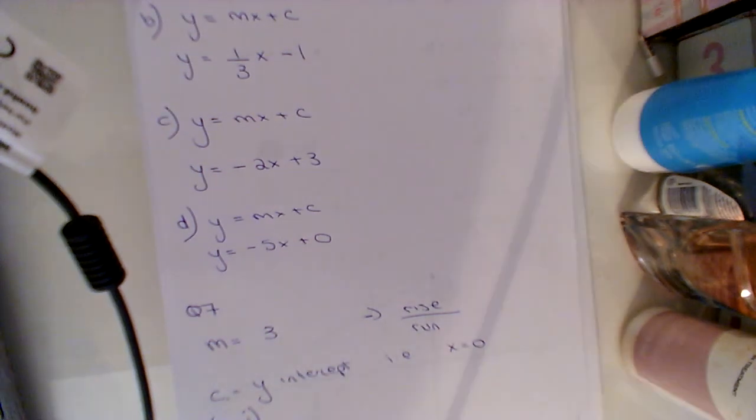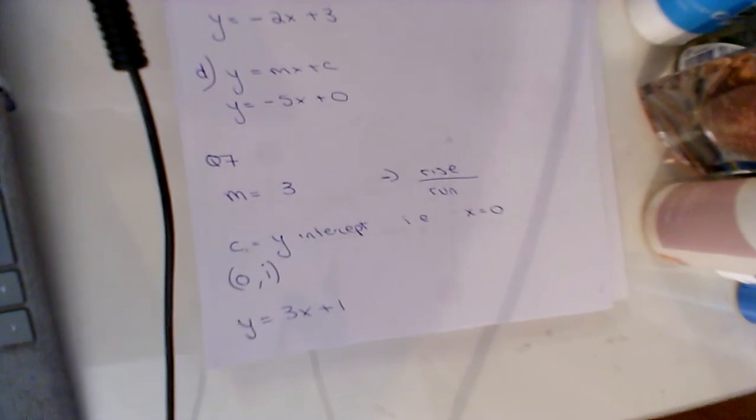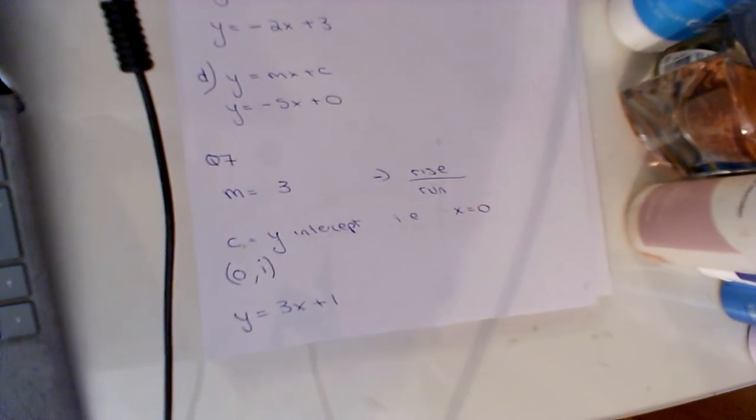Okay, so my x-intercept is when y is equal to 0 for question 8. So I was asked to find my x-intercept and my y-intercept and then draw the lines. So my x-intercept, y is equal to 0. My y-intercept, x is equal to 0.